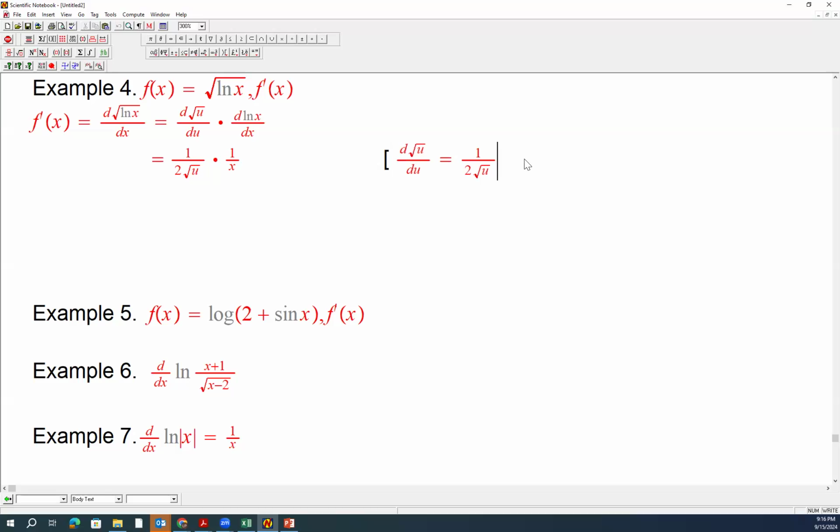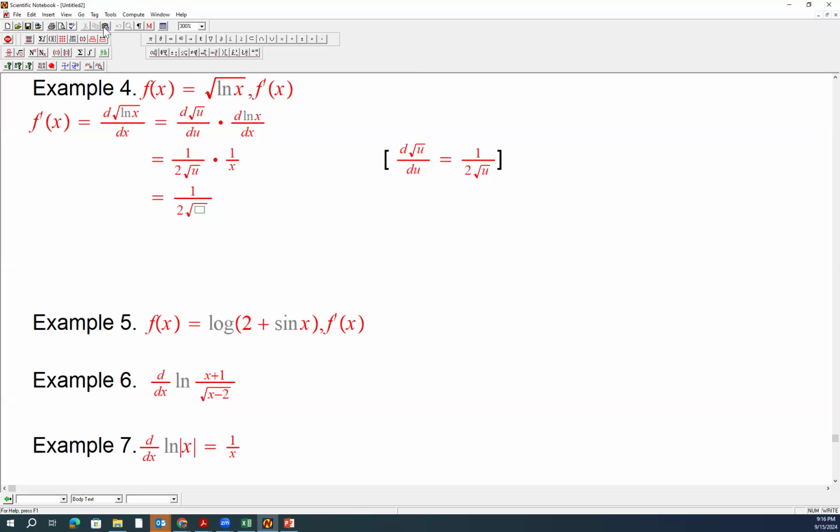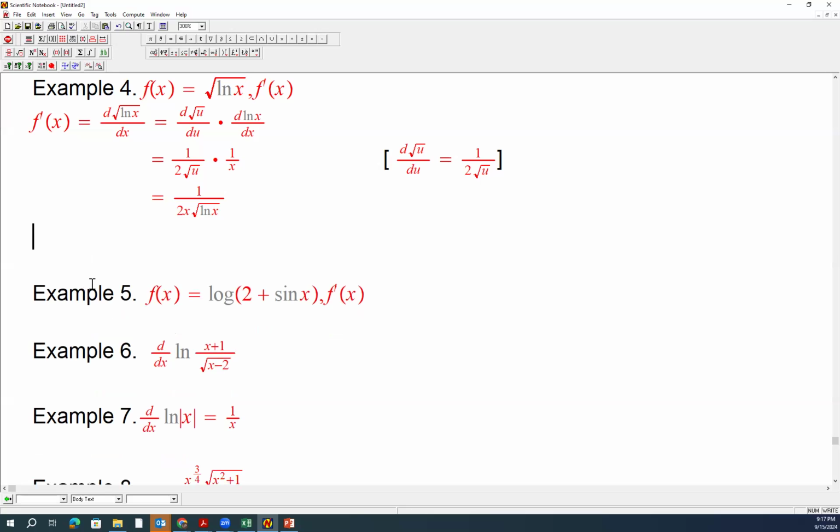Okay, so that part you don't have to show. I'm just showing you. Last but not least, we need to bring the u back. So it's 1 over 2 times square root of u, and u is ln x, and multiply 1 over x. If you like, you can write this x to multiply with the denominator, under 2x like that. Okay, that's it.